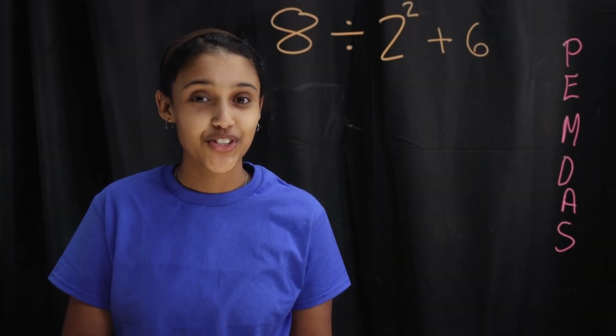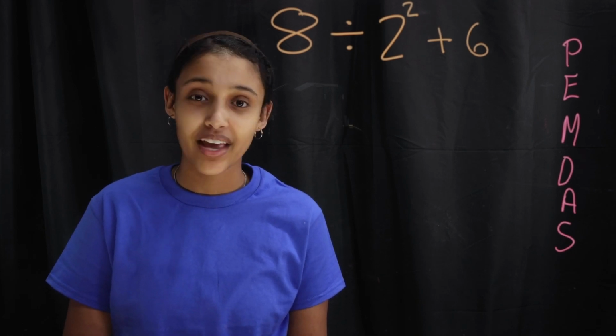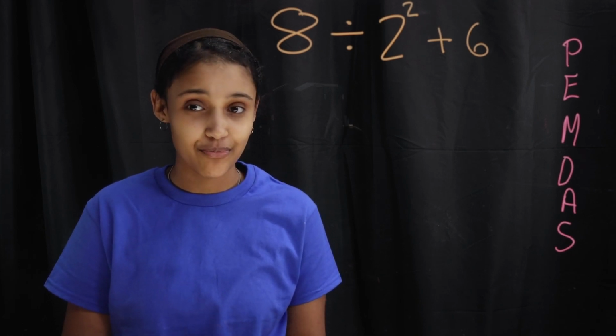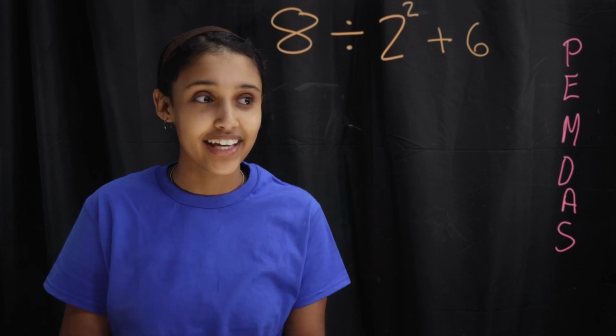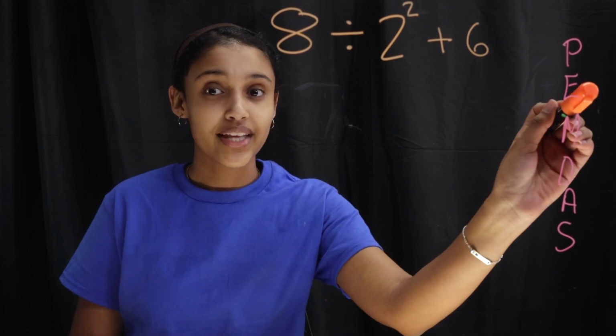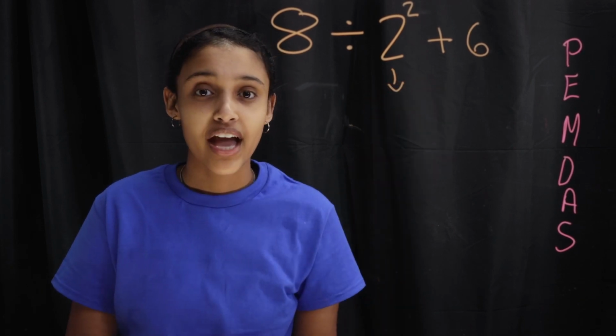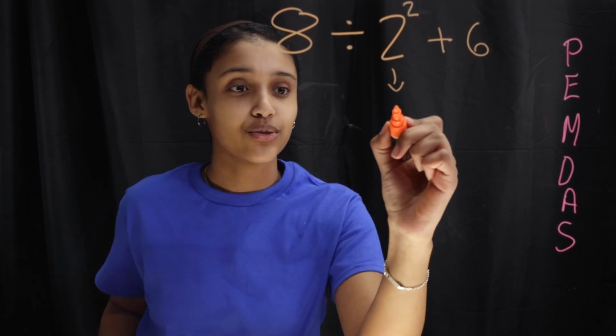I'll be one of your numeracy navigators, and today we're going to be working on the order of operations, and we're going to be using PEMDAS to do so. First, we have our equation right here, and according to PEMDAS, we're going to use exponents first. So 2 to the second power is equal to 4.